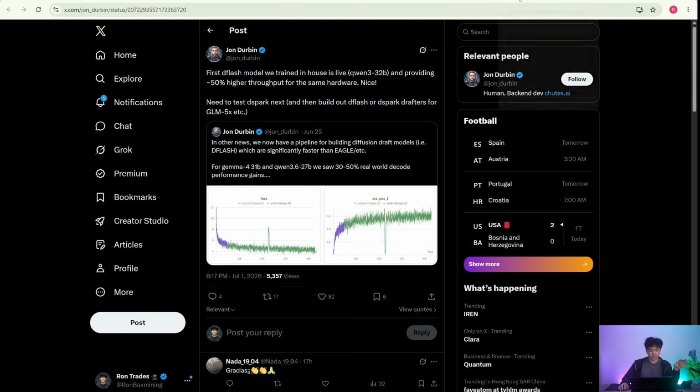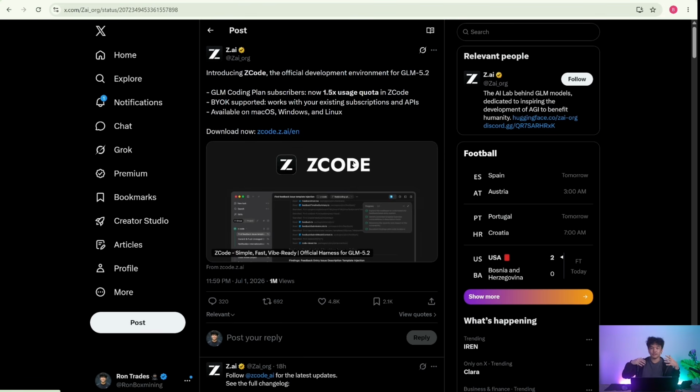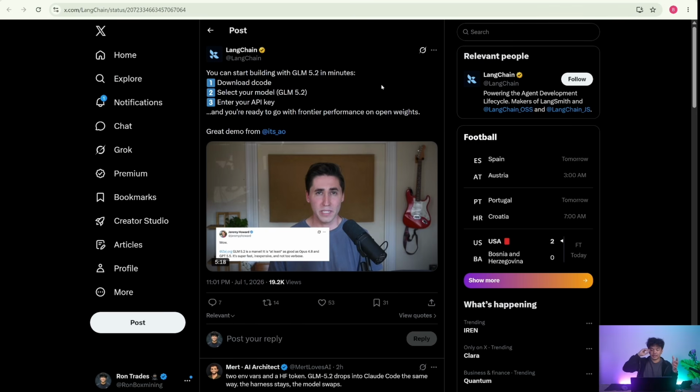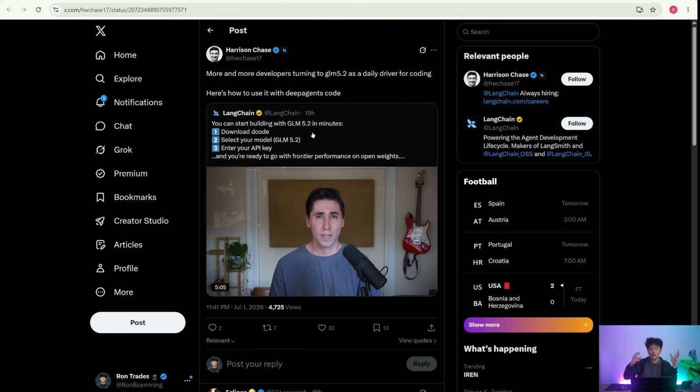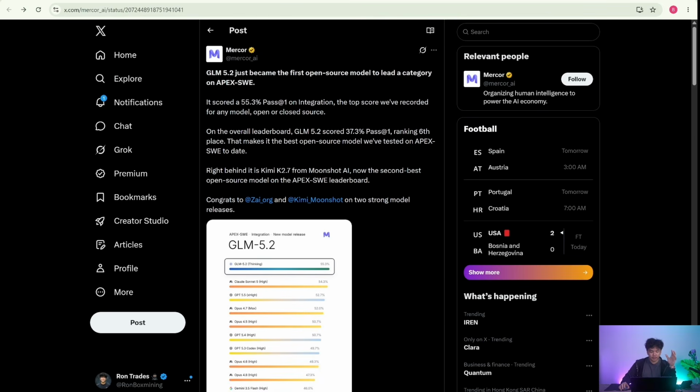So let's tie all this story together. 3 distinct stories, one very clear trend here. Chinese labs like Z.AI are building full product ecosystems around their models, not just weights, and Z.Code is the clearest example. This is the IDE, quota system, cross-platform agent environment, all built specifically for GLM 5.2, but not limited to GLM 5.2. And secondly, open models are hitting a credibility threshold where major frameworks like LangChain and developers like Harrison Chase are treating them as daily driver options. So the APEX-SWE benchmarks back this up for specific software engineering tasks.